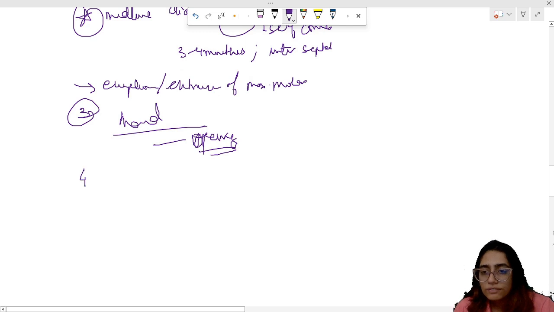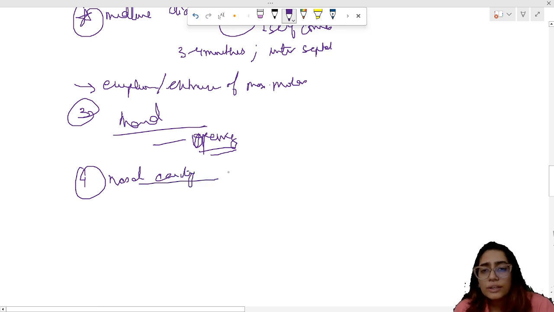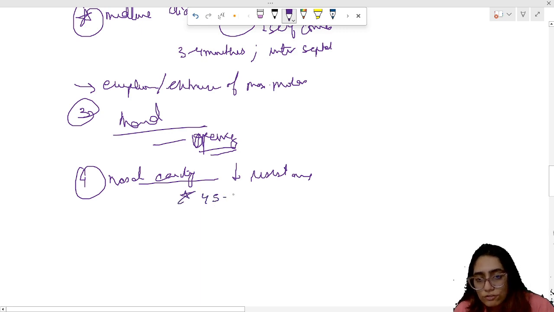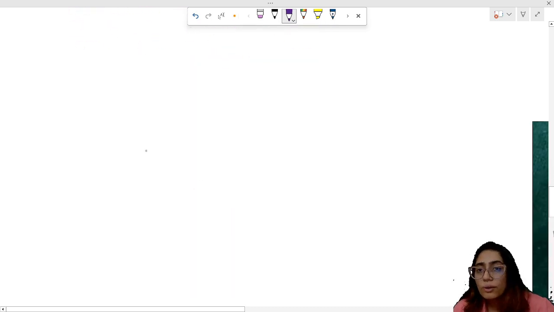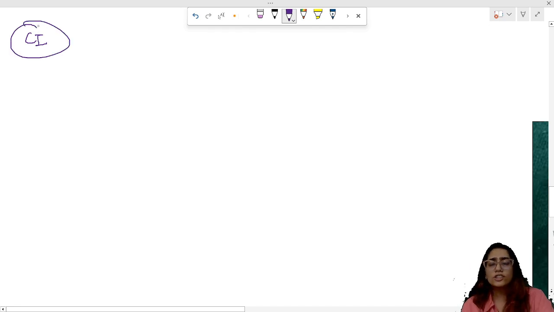And the fourth effect is on the nasal aperture, the nasal floor or the nasal cavity. So there will be reduction in resistance or the airflow, which as I have mentioned previously, the reduction is by about 45 to 60%. Right? So this is about the effects. Now let us talk about the contraindications. So we have understood about the devices, we have understood about the effects. Now let us discuss the contraindications of rapid maxillary expansion.